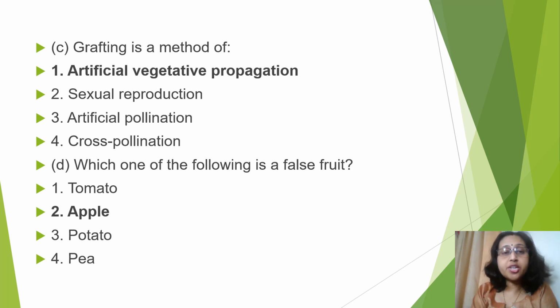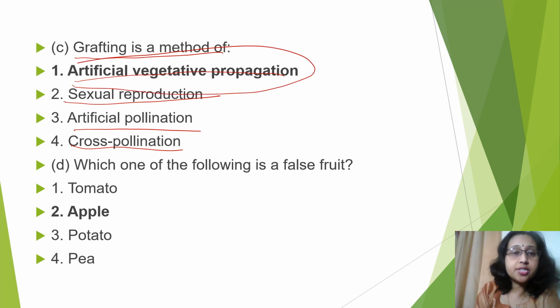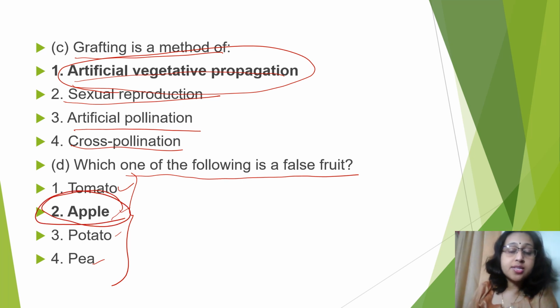Now the third question is, grafting is a method of what? Artificial vegetative propagation, sexual reproduction, artificial pollination, or cross pollination. So grafting is a method of artificial vegetative propagation, right? Now next comes, which one of the following is a false fruit? Tomato, apple, potato, pea. So the apple is the correct answer. You actually know all these answers, just do a quick revision and think and recall.